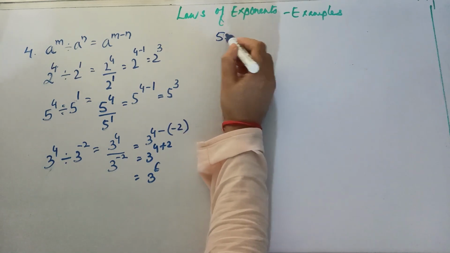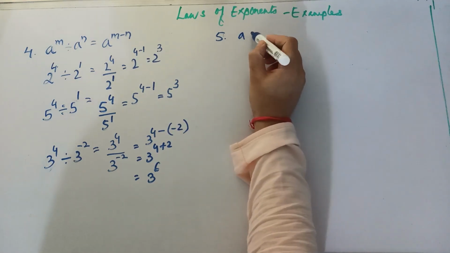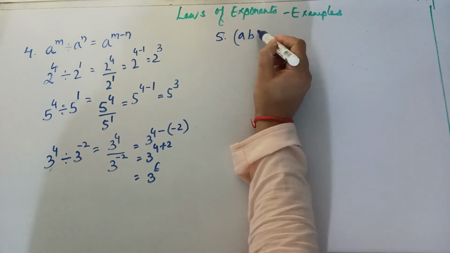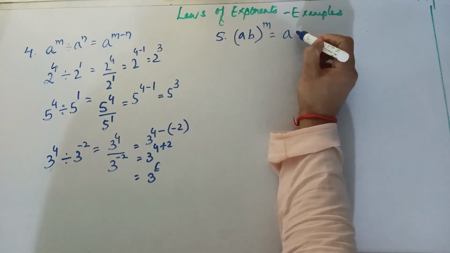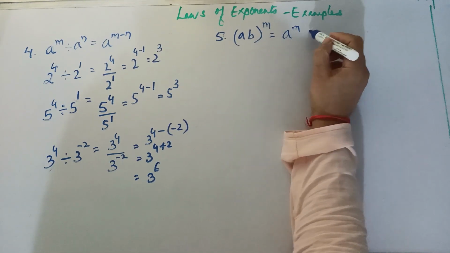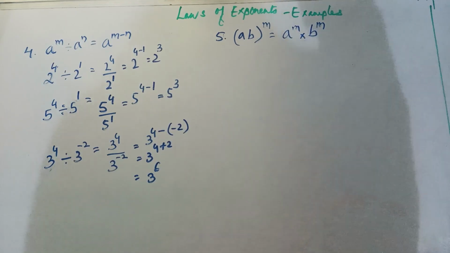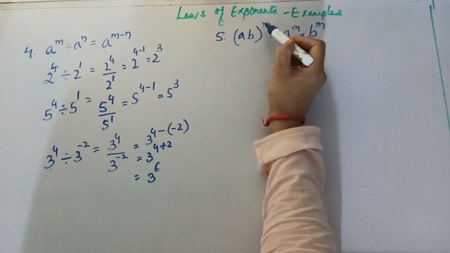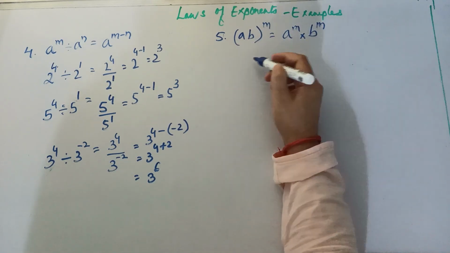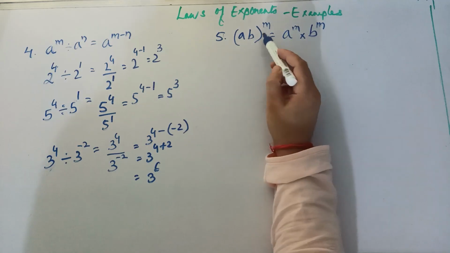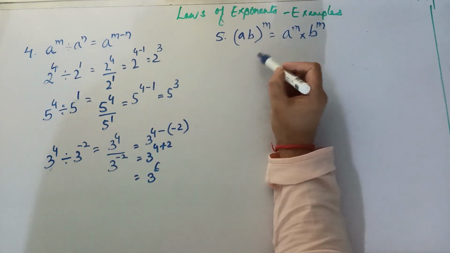Now, the fifth law states that (a into b) raised to m, (ab)^m, is equal to a raised to m, b raised to m, or you can say multiplied by. So what happens is this power is getting distributed to both the numbers inside the bracket. Okay, so this power comes on both the bases.